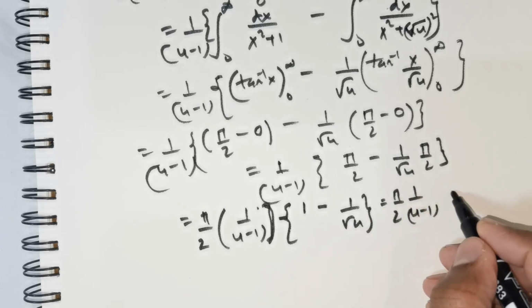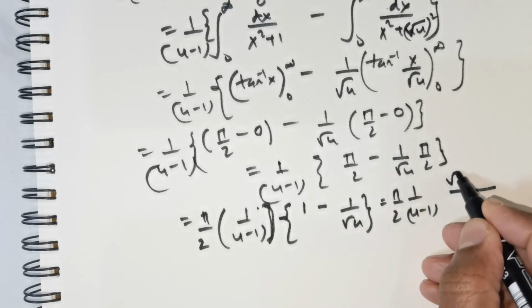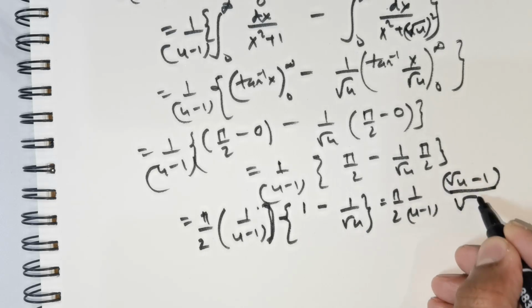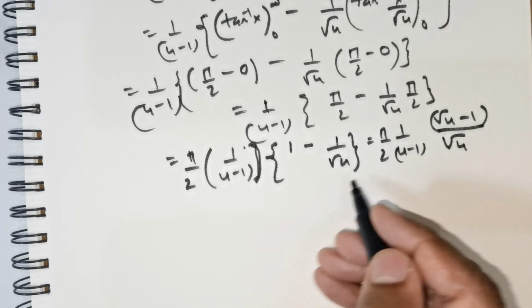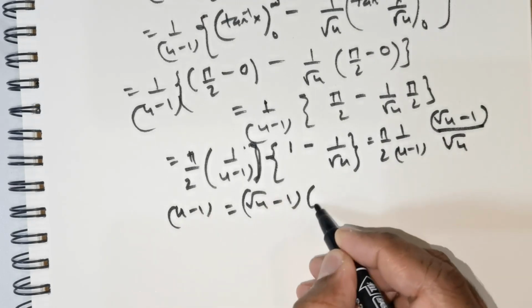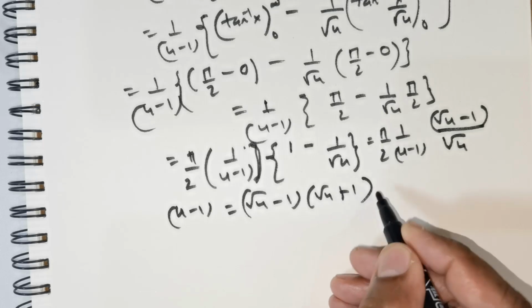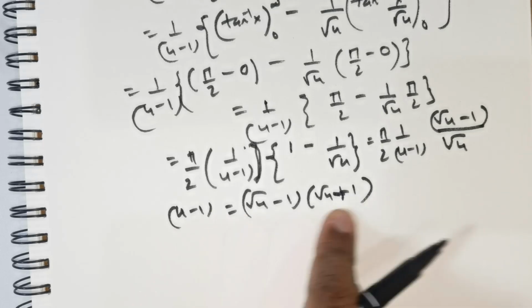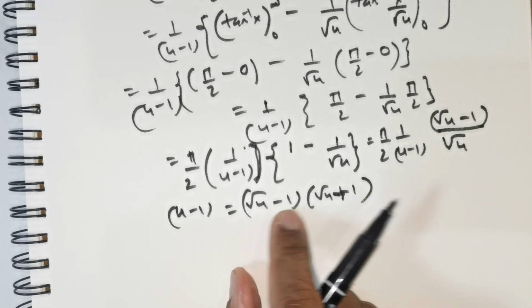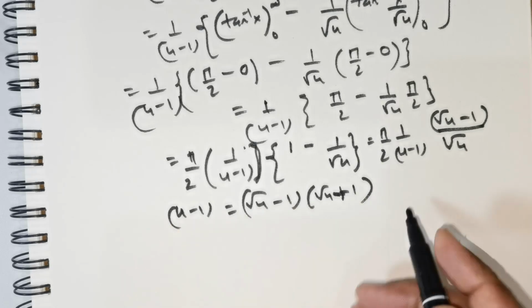If I were to take the LCM, this is going to be root of u minus 1 divided by root of u. Now can I write u minus 1 as root of u minus 1 times root of u plus 1? Is it okay for me to write it? Because this is going to be a minus b times a plus b, giving me a squared minus b squared, which is nothing but u minus 1.